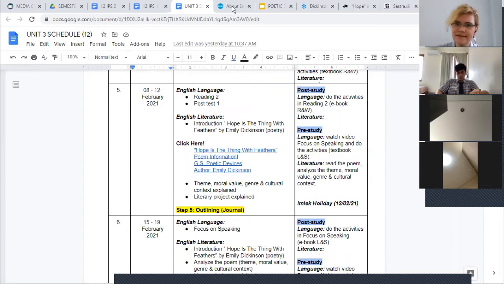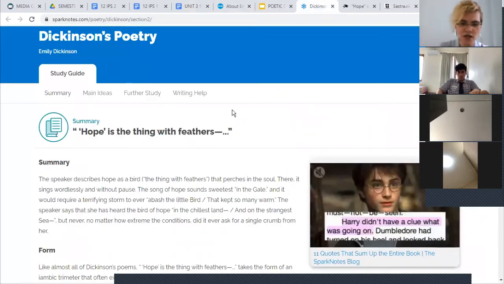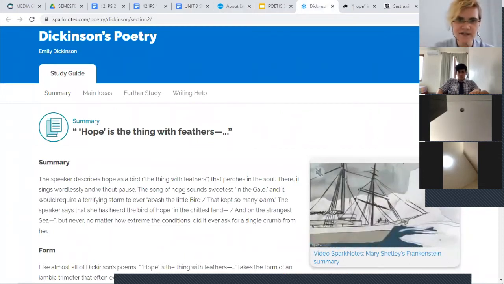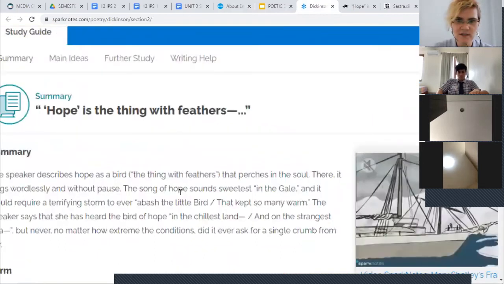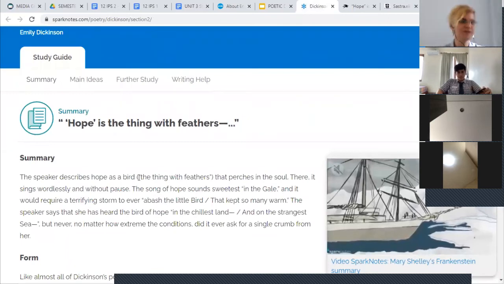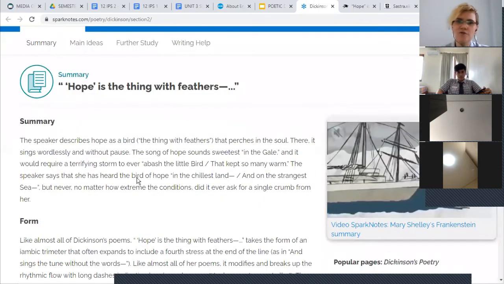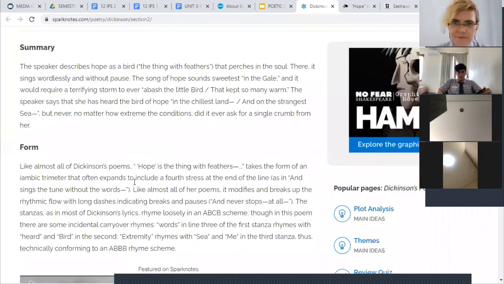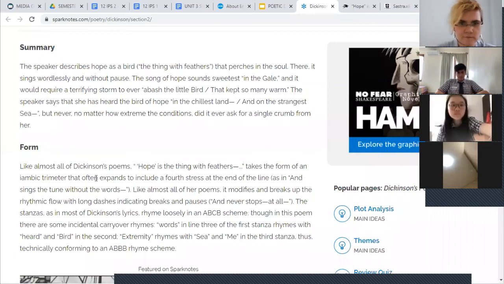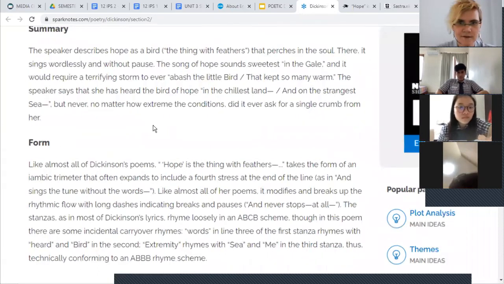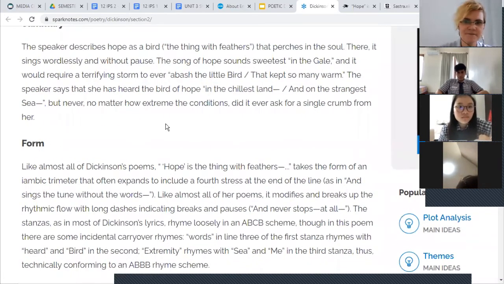Now, let's look at our Spark Notes. Spark Notes is an amazing educational site for teachers and students to access any literary work that is discussed. In this case, we're looking at Hope Is the Thing with Feathers. Let's go over the summary first. I'd like to ask Aline to read the summary with us. Aline, can you read the summary?